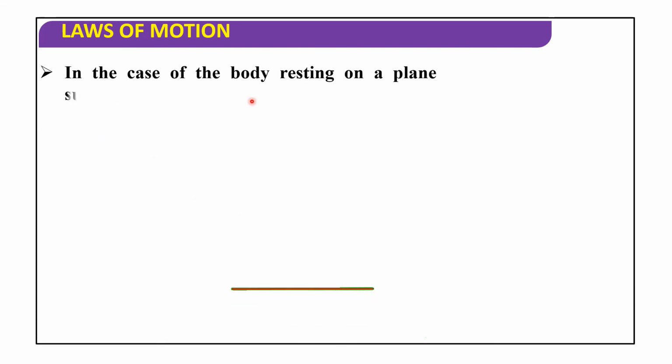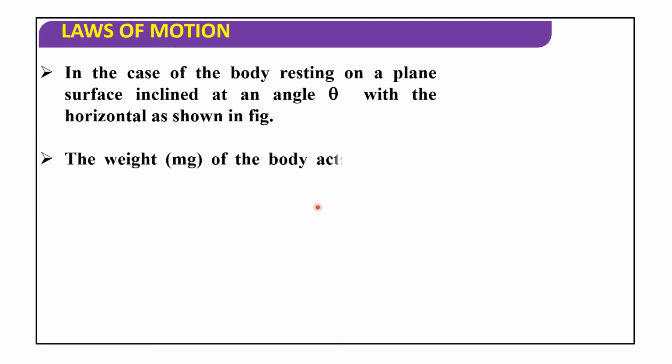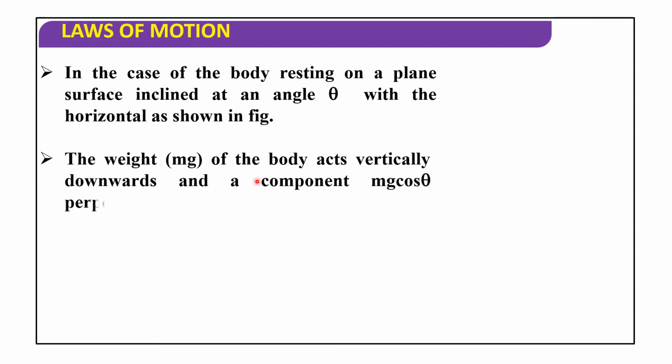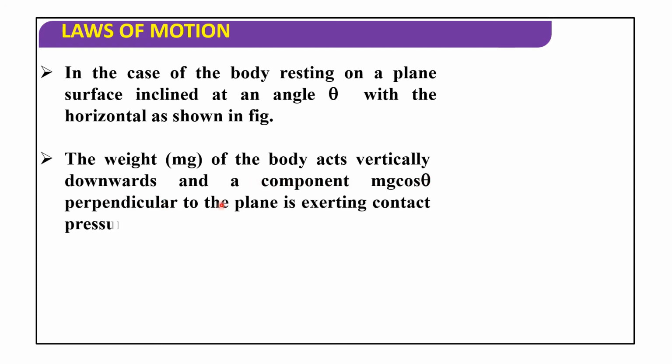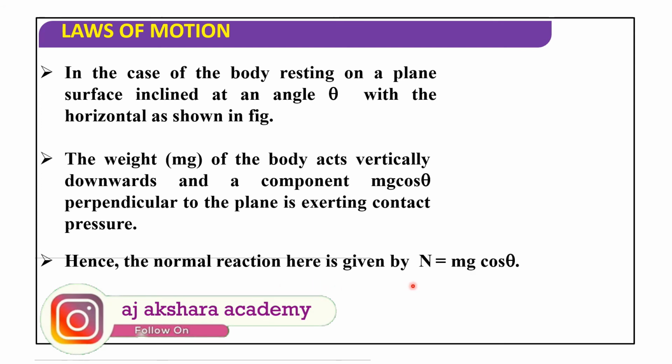In the case of a body resting on a plane surface inclined at angle theta with the horizontal, as shown in the figure, the weight mg of the body acts vertically downwards and a component mg cos theta perpendicular to the plane is exerting contact pressure. Hence the normal reaction here is given by N equals mg cos theta.